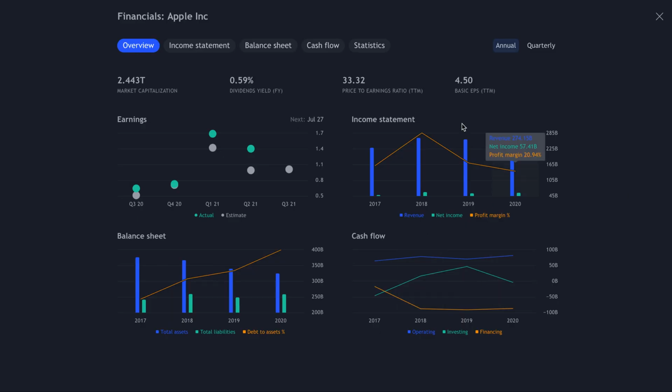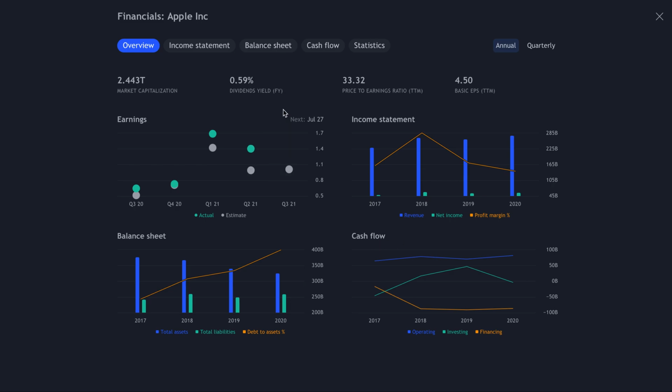Boom, voila. Now you have an overview tab, an income statement tab, a balance sheet tab, a cash flow tab, and a statistics tab. Overview gives you, as the word implies, an overview of the company. You got the market cap, you got the dividend yield, you got the price to earnings ratio, the basic EPS, you got the balance sheet, as well as the cash flow.